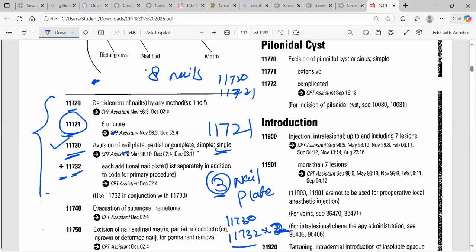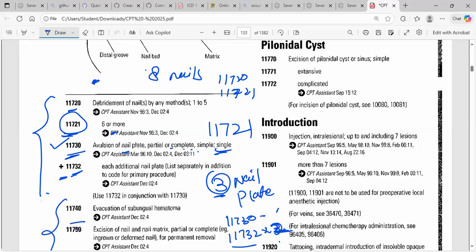So to represent the avulsion of three nail plates, we are going to use 11730 and 11732 into 2. Our first nail plate is covered by the first code, and for the additional nail plates, we are going to use the additional 2 units.